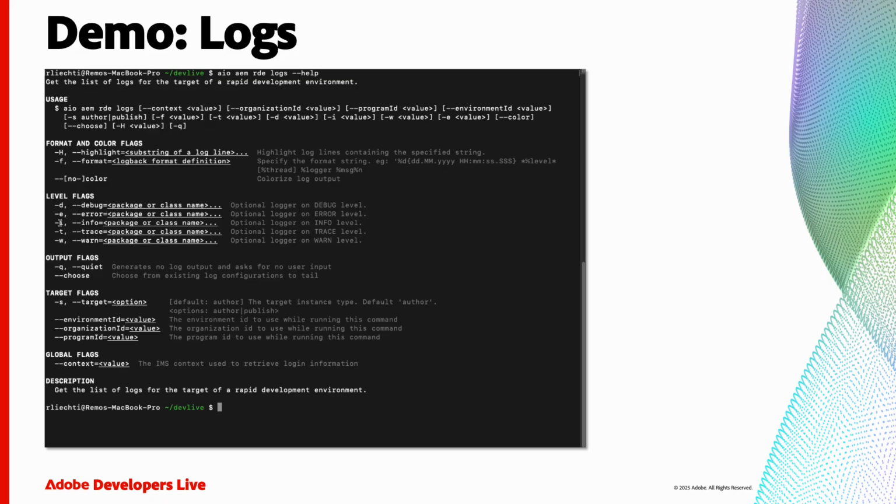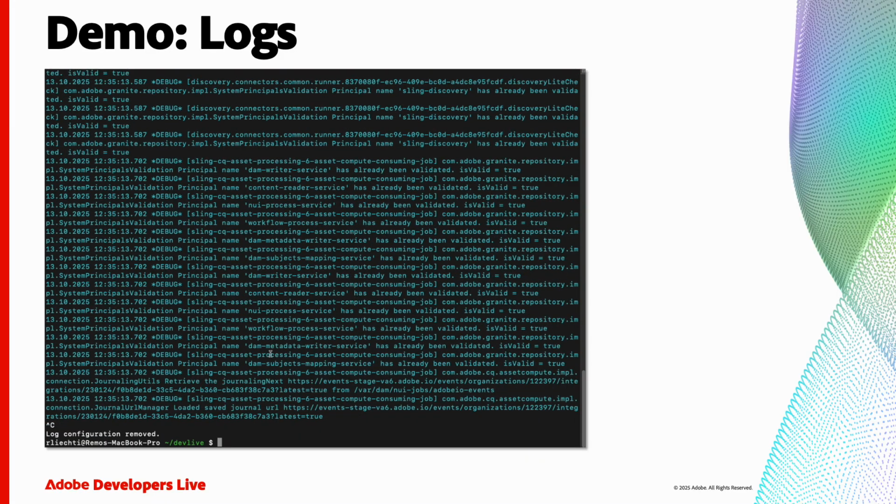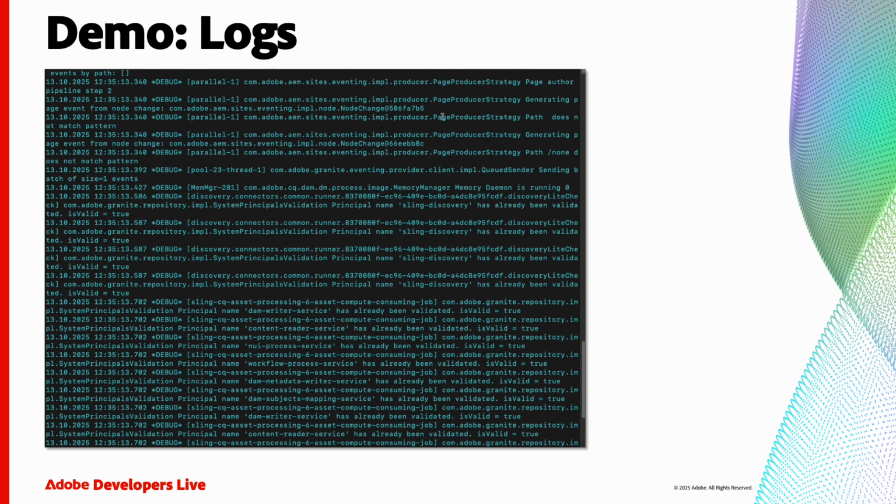First of all, you can see the different log levels that you can tail logs for. Plus, you can have something like a highlighting that you can substring a log line to give a different color. So yeah, let's jump right in. Let's do a -T for Adobe to see what we are logging there for debugging information. So we see, for example, there's stuff regarding Slim Discovery or other stuff like page producer strategy. Maybe we're interested in that one.